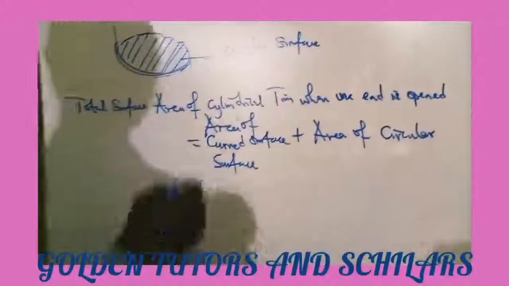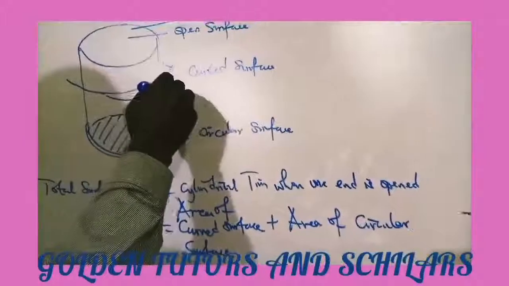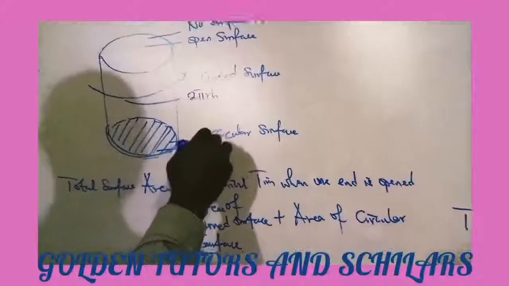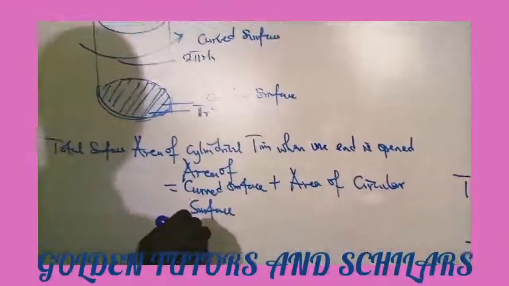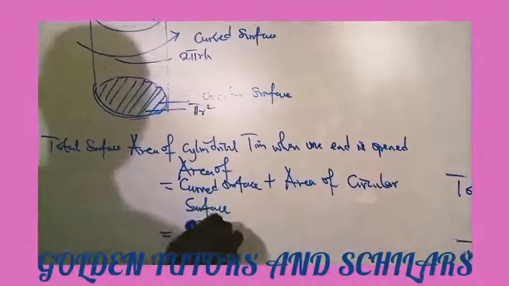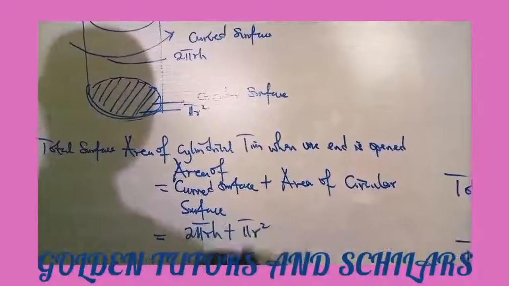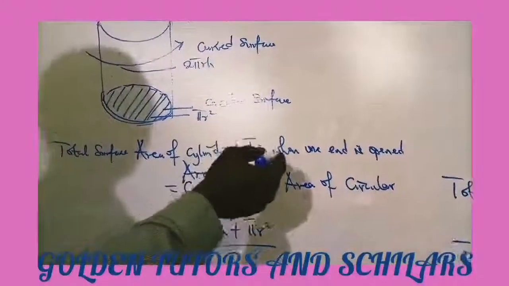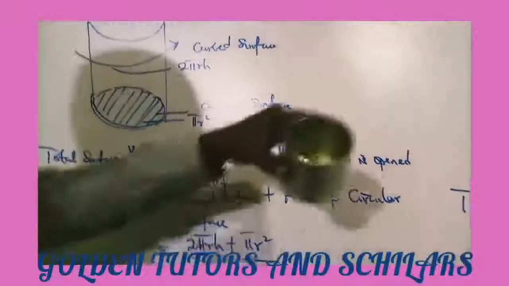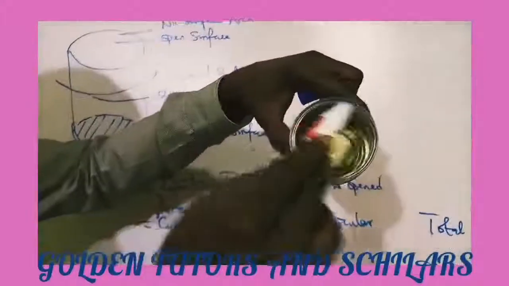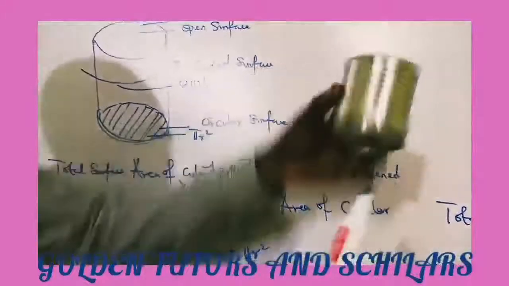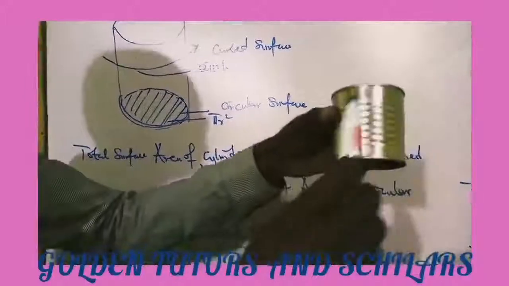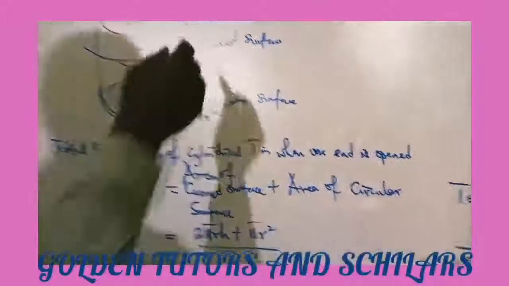So like we said, the area of this curved surface is 2 pi r h, then the circular surface here is pi r squared. This will give us the total area, which is 2 pi r h plus pi r squared. With this formula, we can determine the total area of this cylindrical thing when one end is open. An example is this cylinder where this end is open. There is no surface here, it's open. We can only determine this surface and this curved surface. When you go around the thing, we can determine the curved surface, and that's what you have here.